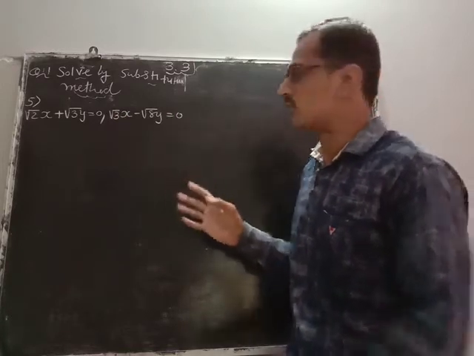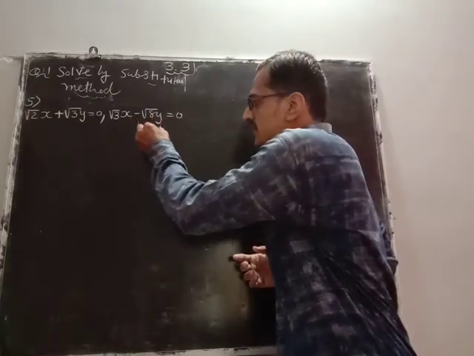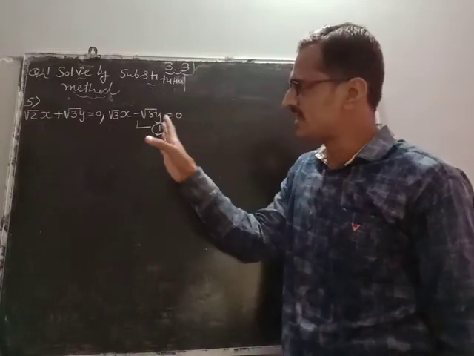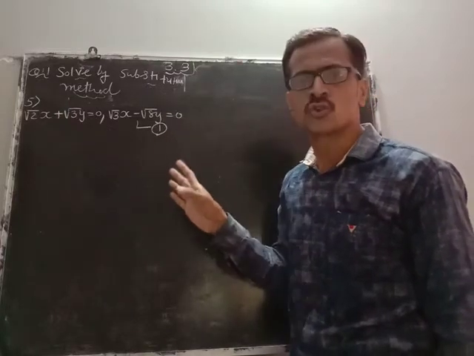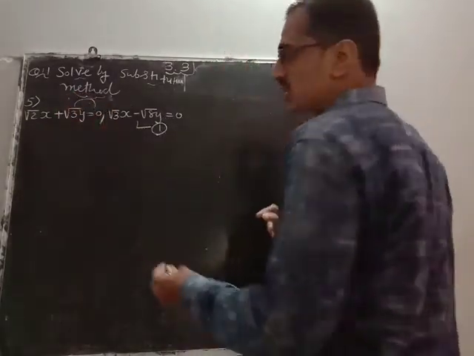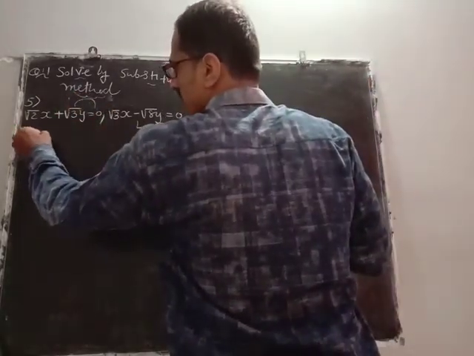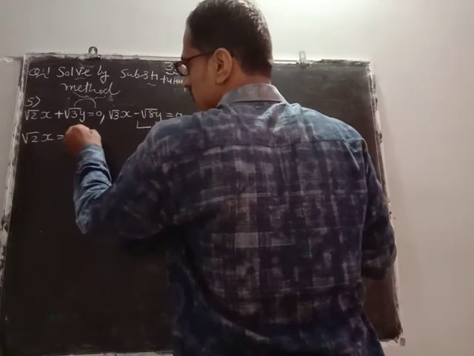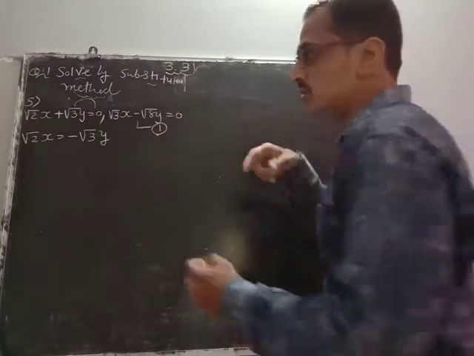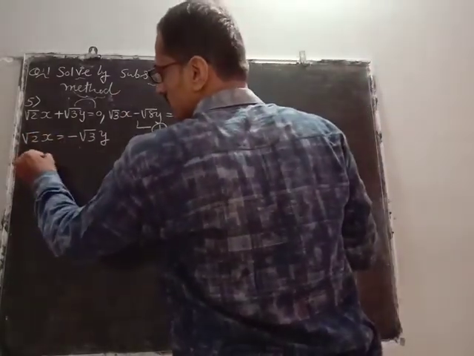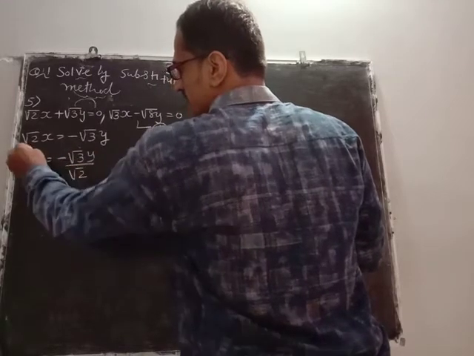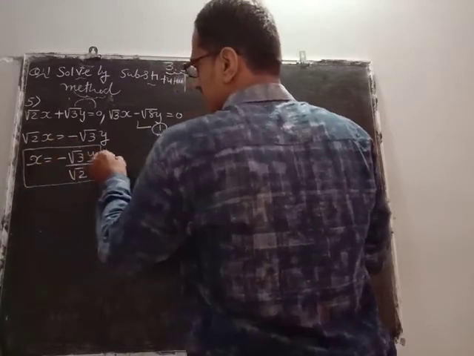Once we get it in reduced form, this equation will be equation number first. And from this equation we will make x the subject. So don't worry if we are getting roots. It is easy to solve. To make x the subject, we'll shift root 3y towards the right hand side. So we'll have root 2x equals minus root 3y. But I want to make x the subject, so I have to shift root 2 also. Root 2 will come down. So it will be minus root 3y by root 2. This will be equation number 2nd.